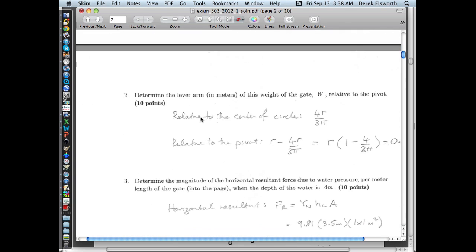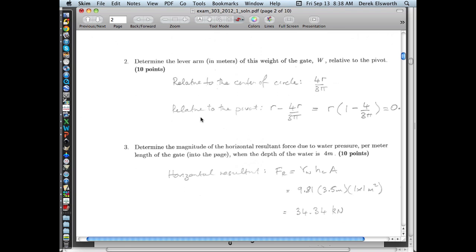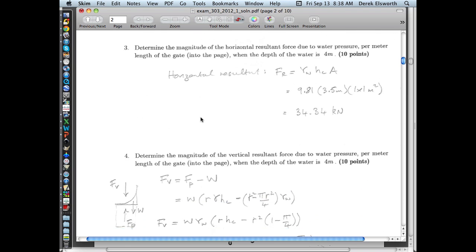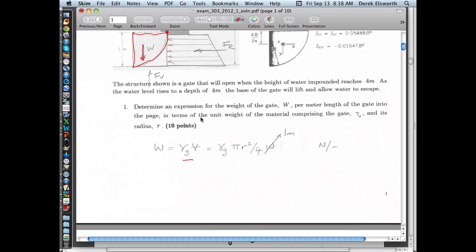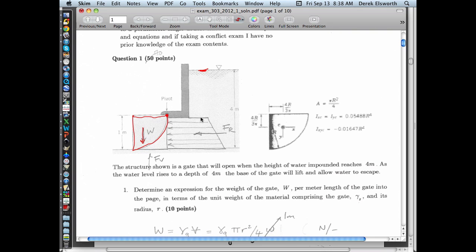What is the lever arm of the weight on the gate? What is the resultant force on the gate? What is the vertical force? I'm just going to look at those. Let me draw them on the gate. So where does that lever arm work? Well, the lever arm for this works at the centroid of the gate.